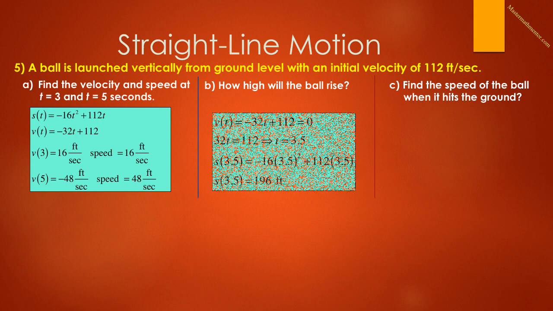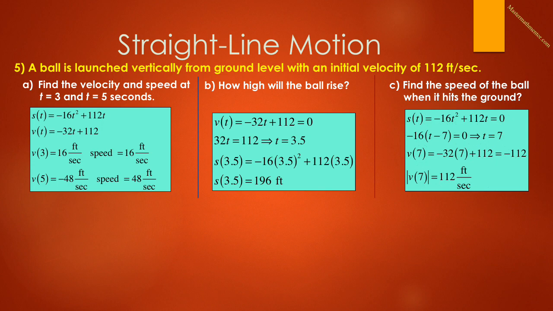In B, you're asked to find how high the ball will rise. So we take our velocity, which is negative 32t plus 112, and set it equal to 0. Therefore, 32t equals 112 and t equals 3.5. So it takes 3.5 seconds for the ball to reach its high point. Therefore, we find S of 3.5, which is negative 16 times 3.5 squared plus 112 times 3.5, and therefore we get that the ball reaches a height of 196 feet at its maximum.